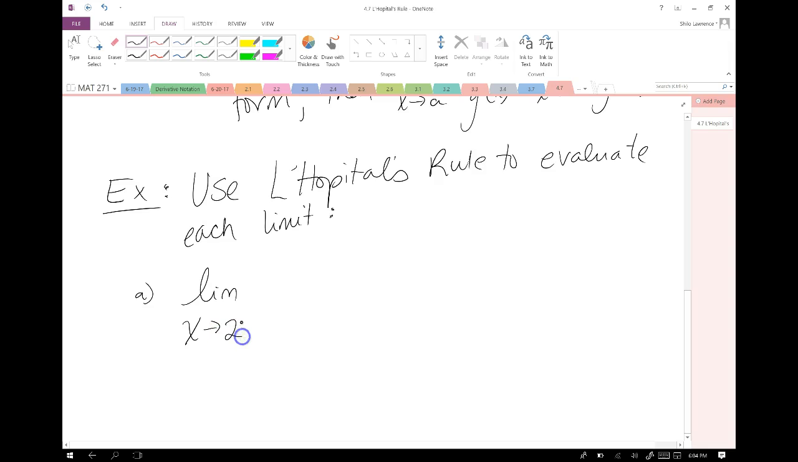And I want the limit as x approaches 2 for x squared minus 2x over 8 minus 6x plus x squared. So if you try to plug 2 in, we're going to get 4 minus 4 in the top, which is 0. And in the bottom, we're going to get 8 minus 12 plus 4, which is 0. So we get 0 over 0, which is indeterminate.